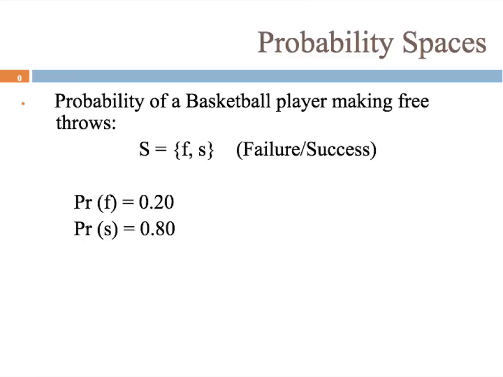That addition concept applies the same here. So say we've got a basketball player trying to make some free throws. The sample space is either failure or success. And maybe based on statistics or just history of shooting, the chances or the probability of missing the shot is 0.2, so 20%, and the probability of making the shot is 0.8 or 80%. So again, these should always add up to 1.